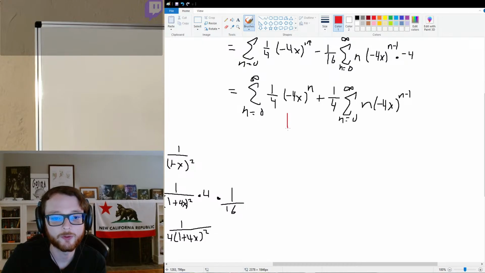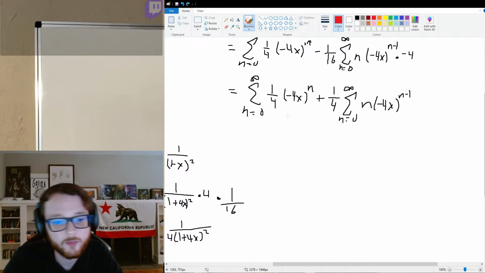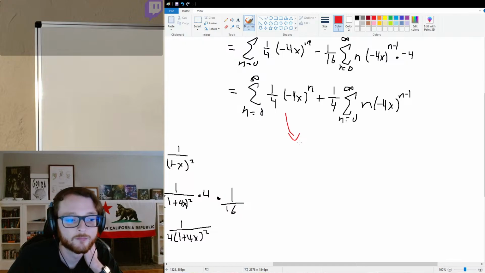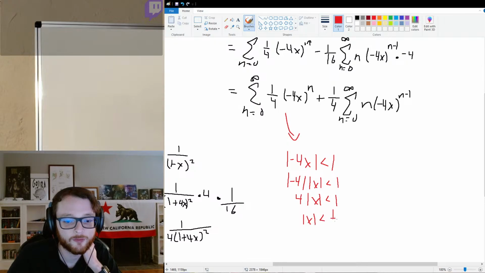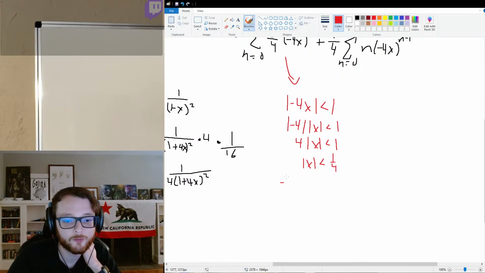Let's start with the easier one. Yeah, it has a lot of steps. So we take the absolute value of -4x and let it be less than 1. Solve this for x. Let's use our absolute value of a product identity. Absolute value of -4 is +4. So 4 times absolute value of x is less than 1, so absolute value of x is less than 1/4. Break out the absolute value: -1/4 is less than x is less than 1/4. All right.